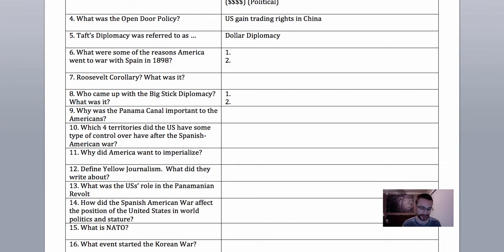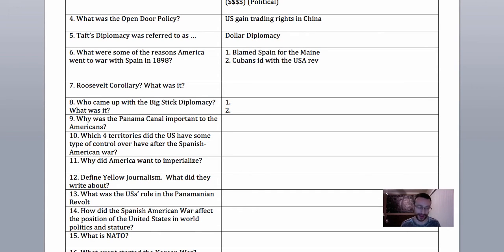What are some of the reasons America went to war with Spain? They blamed Spain for the Maine. Remember, the Maine is what sunk. Blame Spain for the Maine. Cubans identified with the American Revolution. They're having a revolution of their own, and they're like, "Hey, America, we want a revolution just like America." So Cubans identified with the American Revolution. Let's add one again because we're cool.